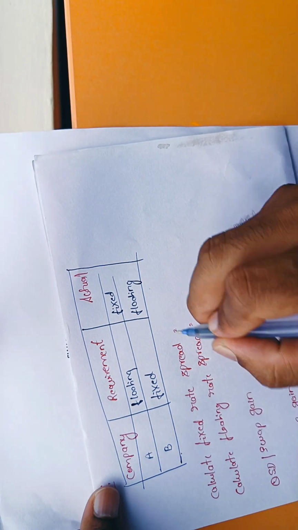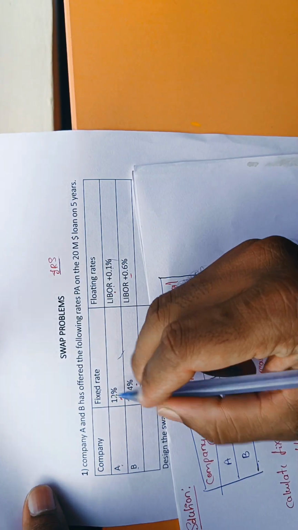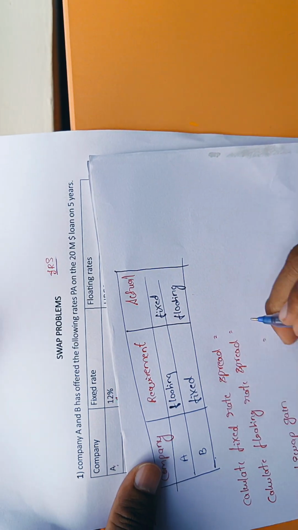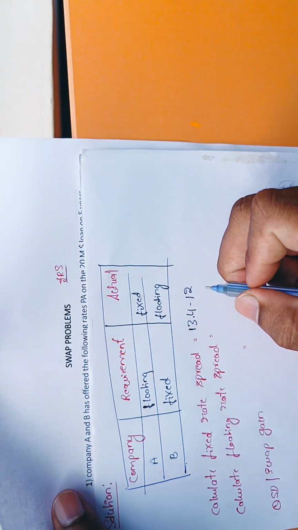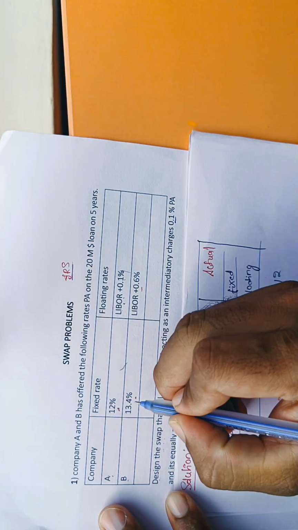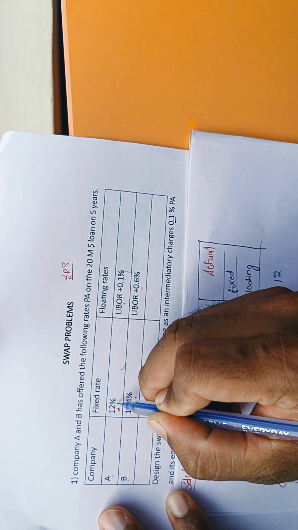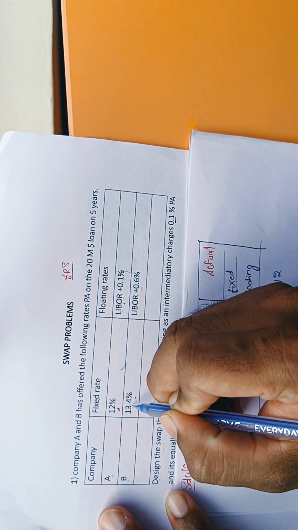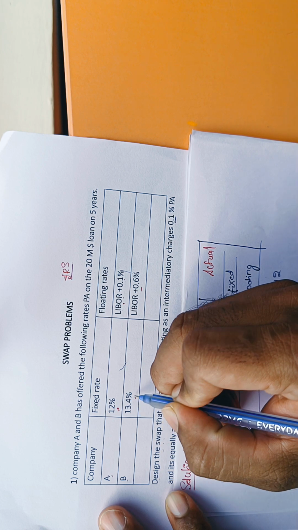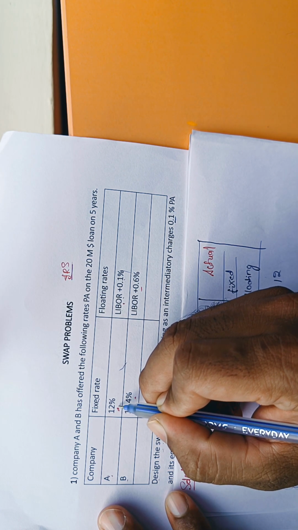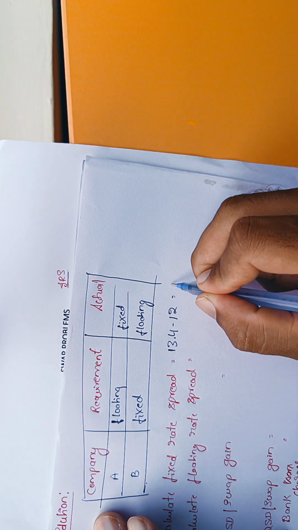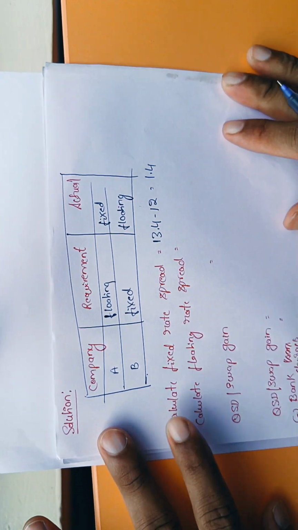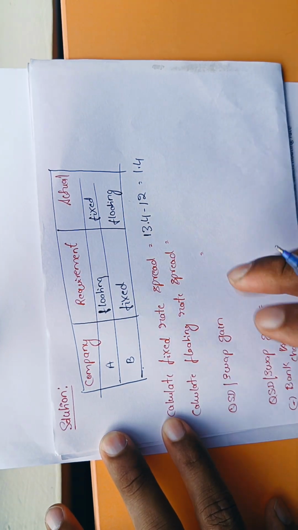Fixed rate spread is nothing but the differential, that is 13.4 minus 12. Don't consider plus or minus values. Take whichever is the highest amount and deduct the lowest from it. That is 13.4 minus 12, we will get 1.4. Then they told us to calculate the floating rate spread.